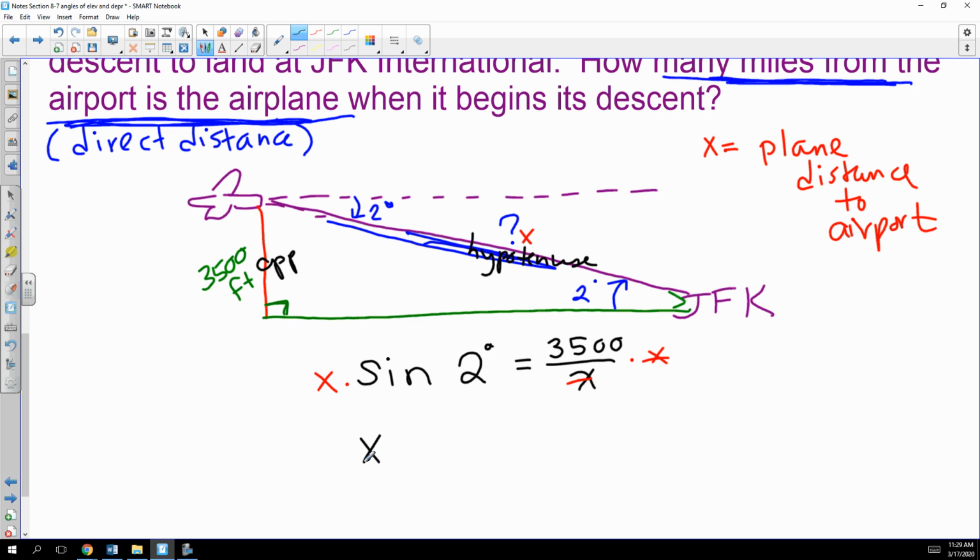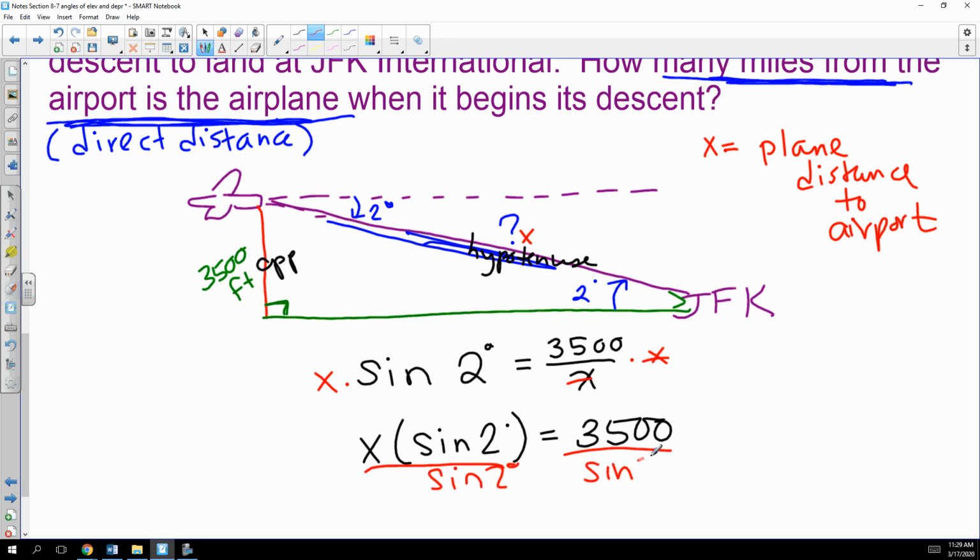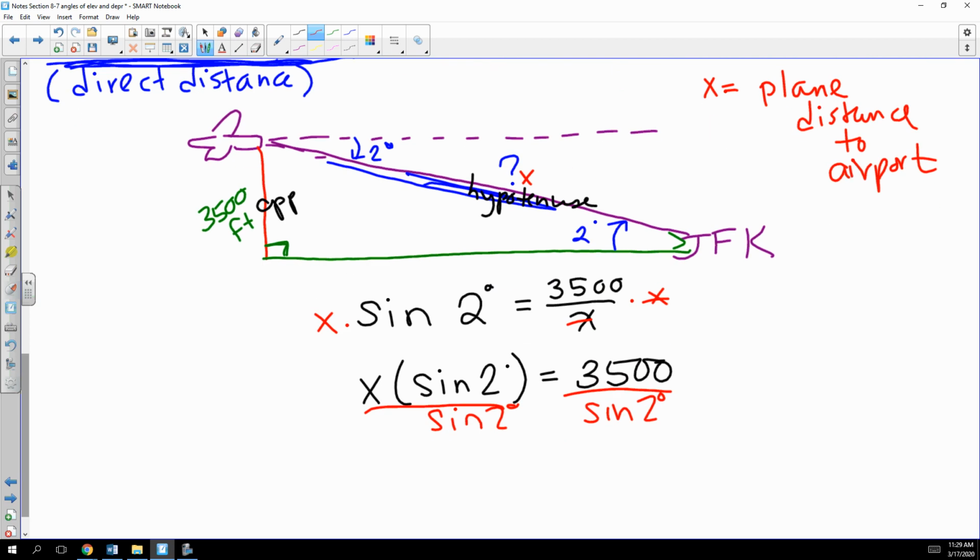Now you have x times the sine of 2 degrees equals 3,500. Then divide by sine of 2 degrees, and then you get x. Remember, you need a calculator ready. The answer is 3,500 divided by sine of 2 degrees. Now you're ready to type it in.